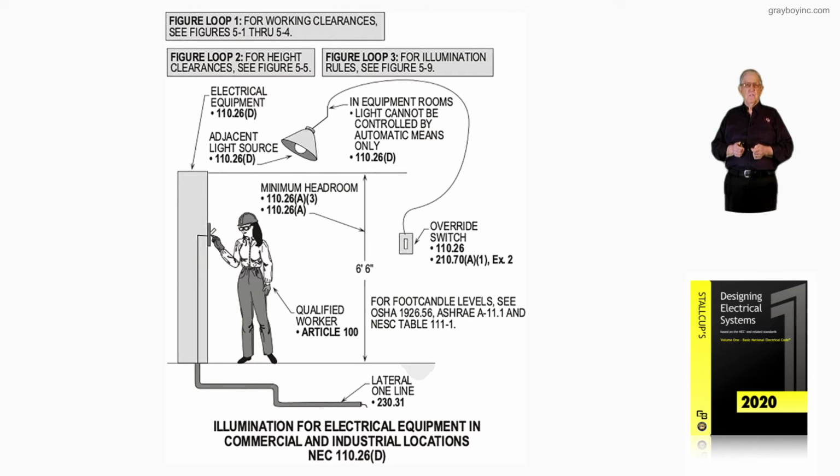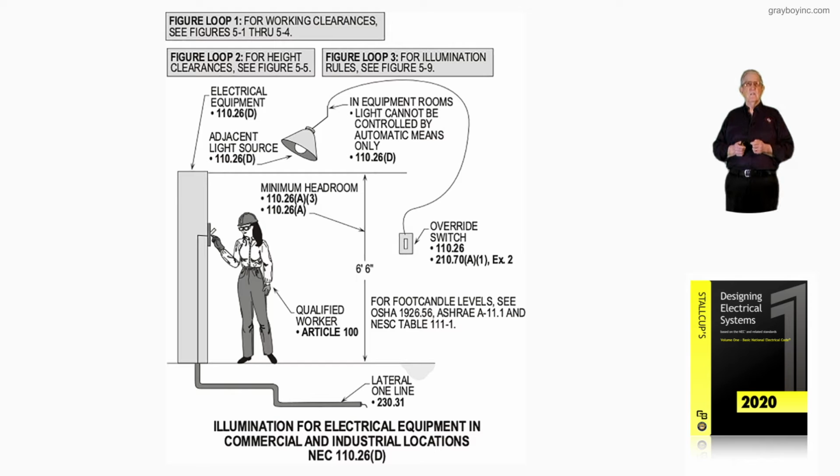Now, this illustration deals with illumination for electrical equipment in accordance with commercial and industrial type locations, but the requirements are in NEC 110.26(D) as in dog. Now, before we get into this in more detail, let's look at the figure loops. The figure loop 1 up there shows the working clearances.